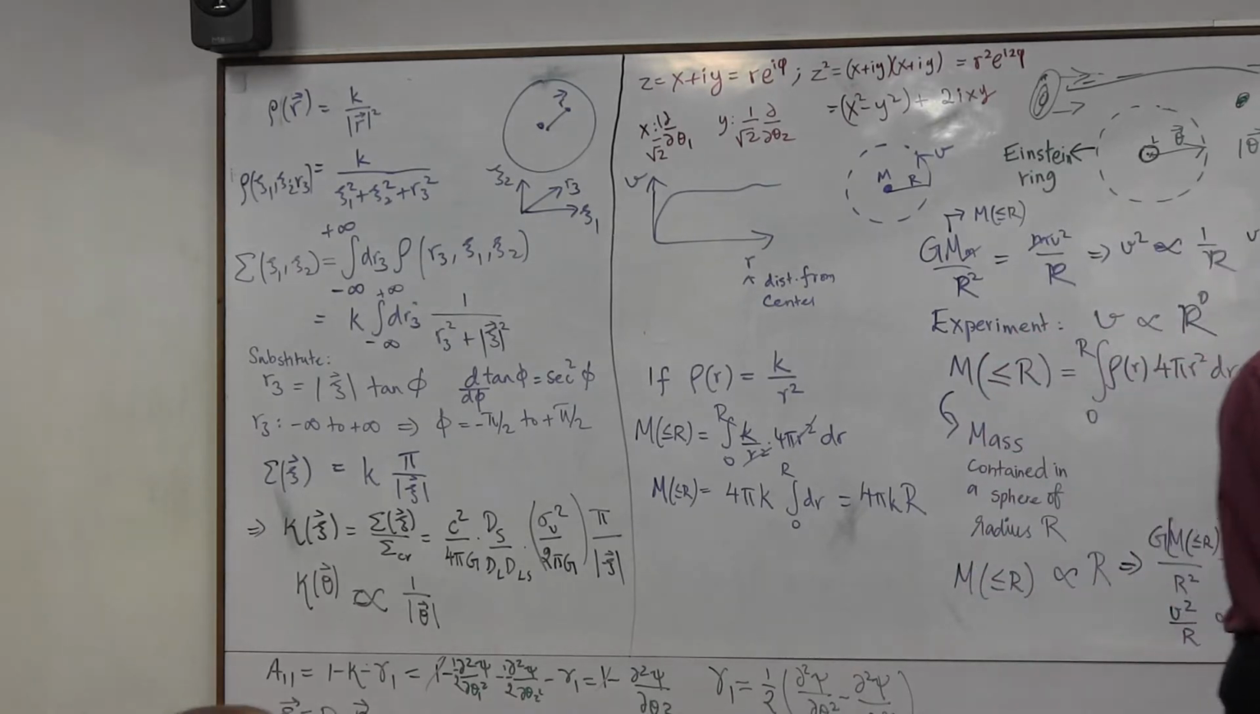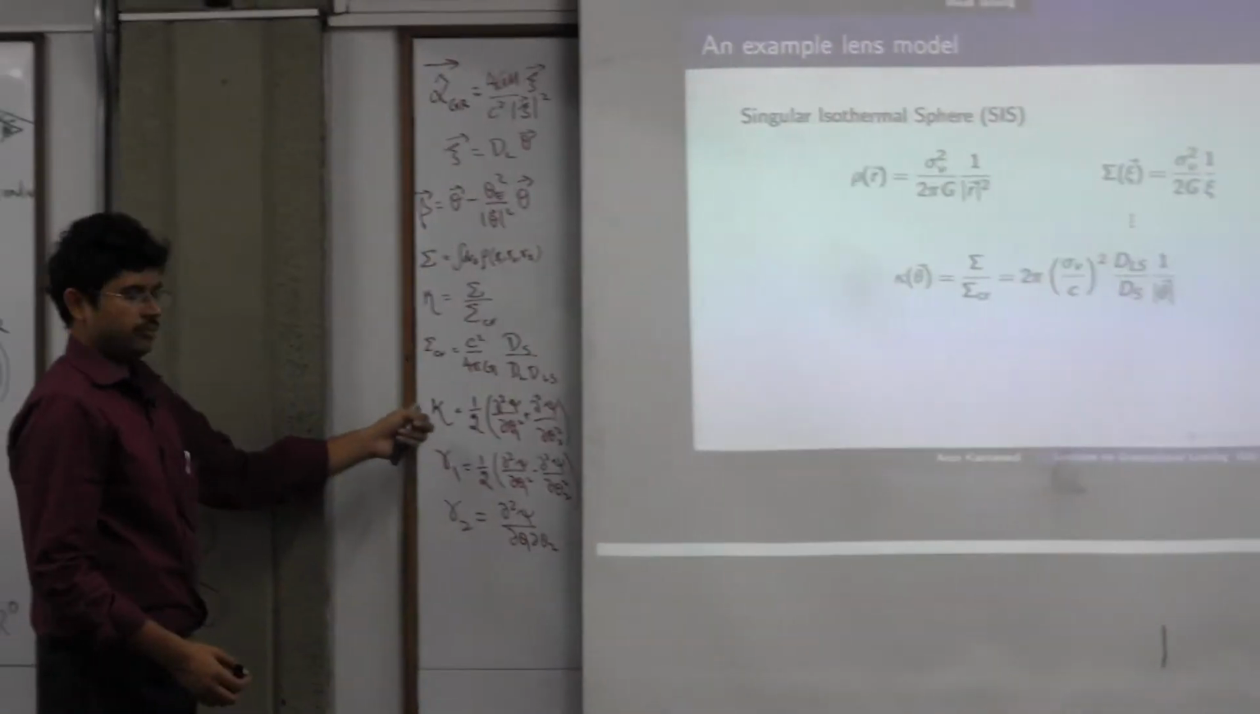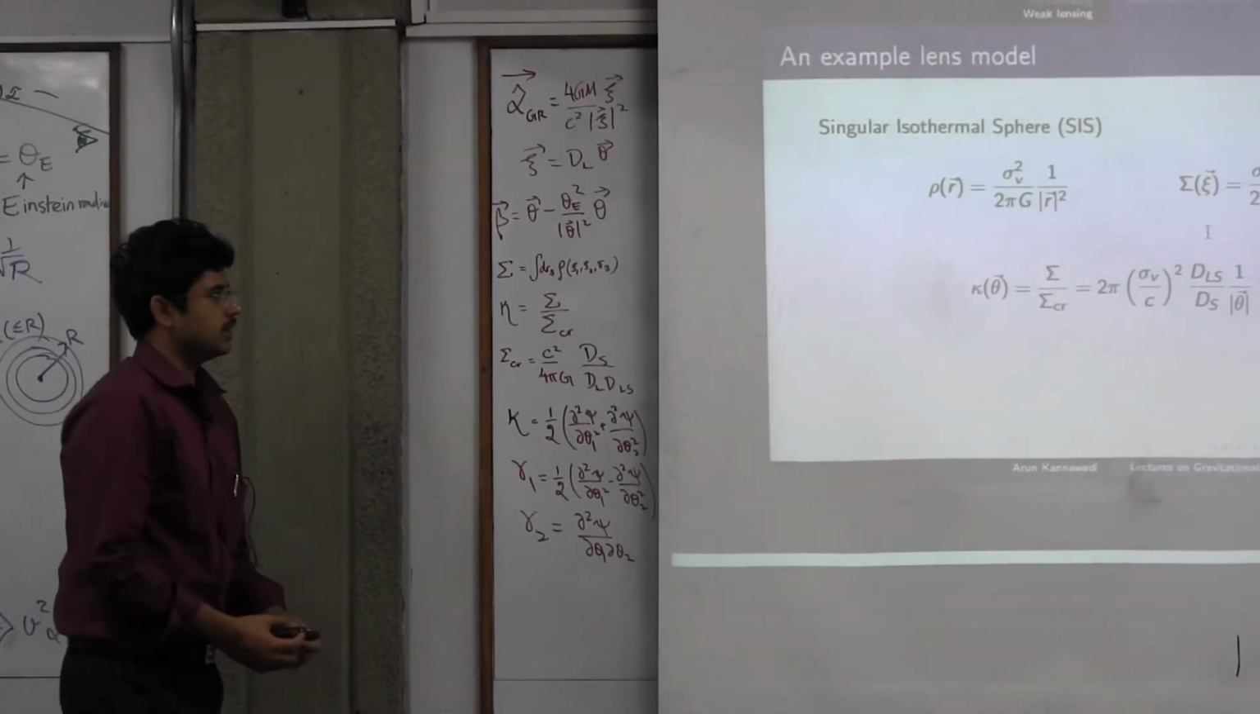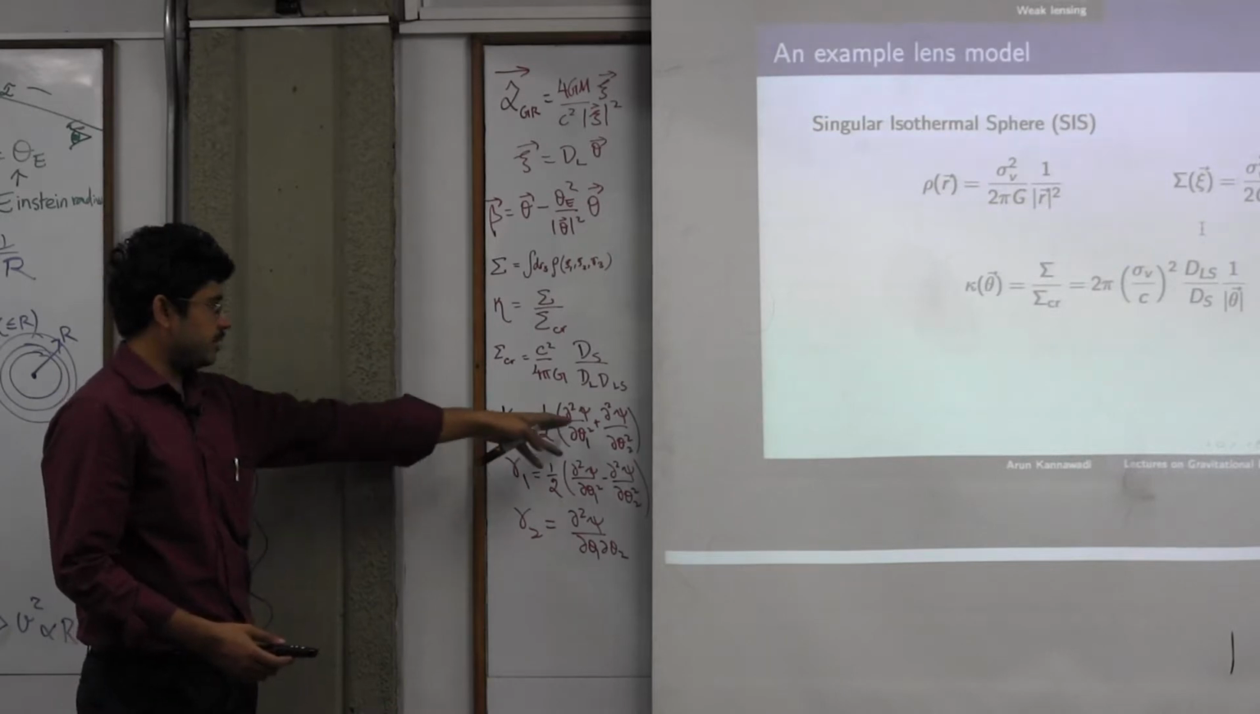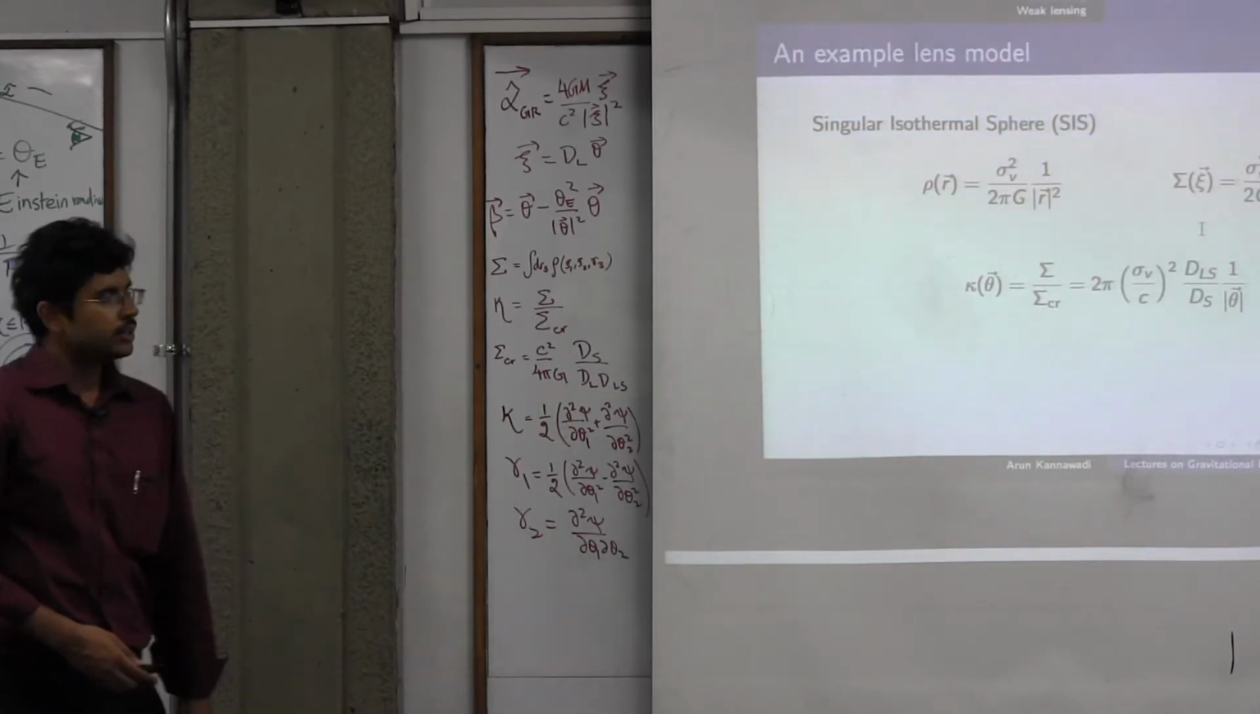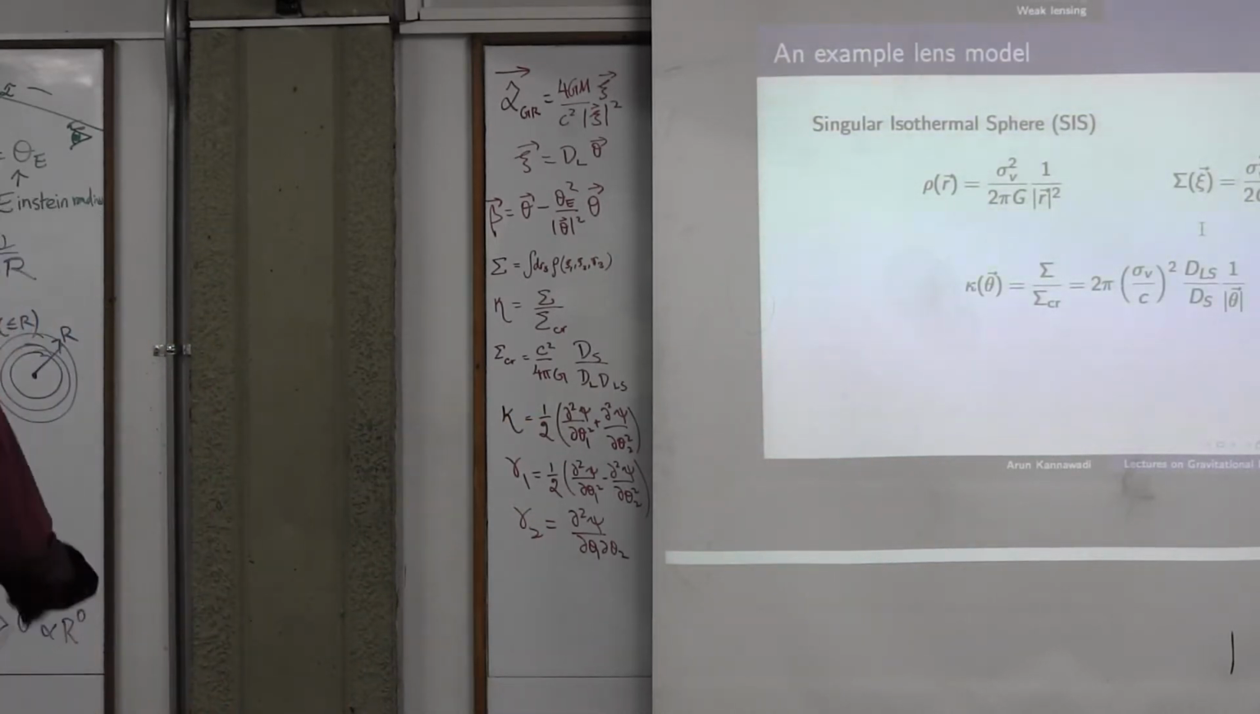So now that you know what kappa is, can you find the lensing potential psi? Because once you have the lensing potential, you get everything. So what lensing potential gives you a kappa of this form? And this is particularly where the vector nature of these angles come in, because if you treat this as scalars, you will be wrong. You will get a wrong answer.